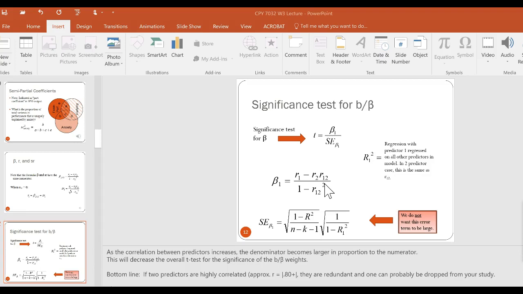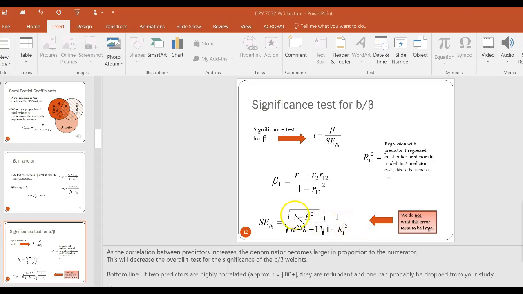And the significance test for beta is really simple. It's a t-test, and on the numerator is just the beta weight itself for whichever predictor, 1, 2, 3, etc. And then on the denominator is the corresponding standard error for that beta. And the standard error for the beta is expanded at the very bottom here. And it has two square root terms, and I'm going to explain what these are here.